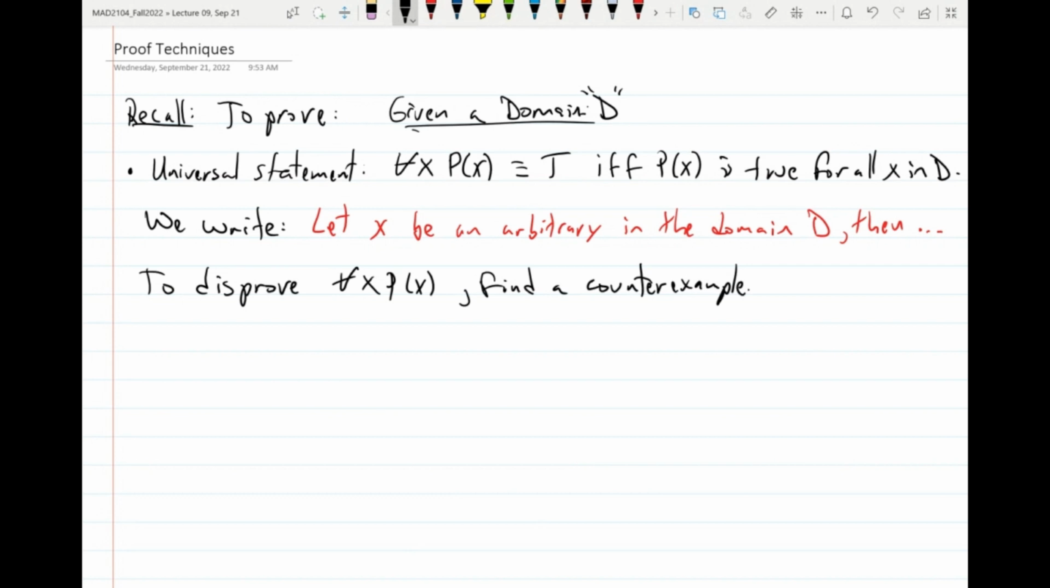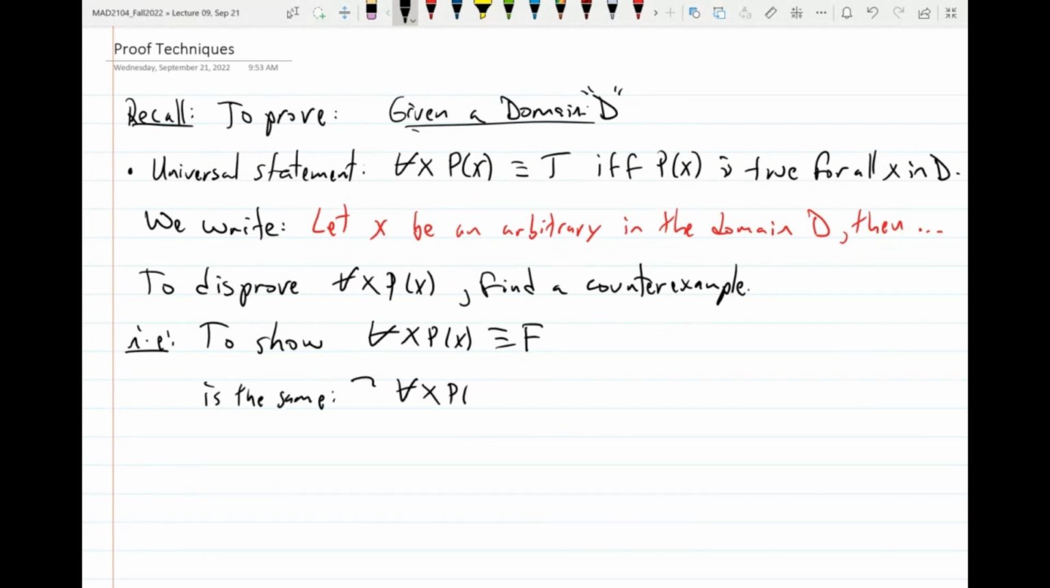Okay? In other words, if you want, now we can formally see what it means. So we want to show that "for all x, P of x" is false. That is the same as showing that its negation is what? If something is false, what's its negation? True. So if you want to show that something is false, it's the same as showing that its negation is true. You could try that. That's one technique, by the way. That's proof by contradiction. Okay? So you can show that its negation is true.